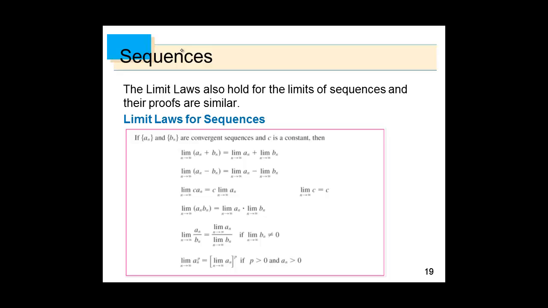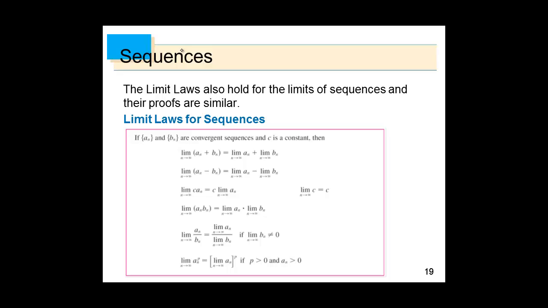So for example, we can take the sum of the two sequences. When I'm taking the sum, it means a_1 is added to b_1, a_2 is added to b_2, a_3 is added to b_3. So what's the limit of this new sum sequence? Well, the limit of the sum is the sum of the limits. Same thing for the limit of the difference of the two sequences: it is the difference of the two limits.